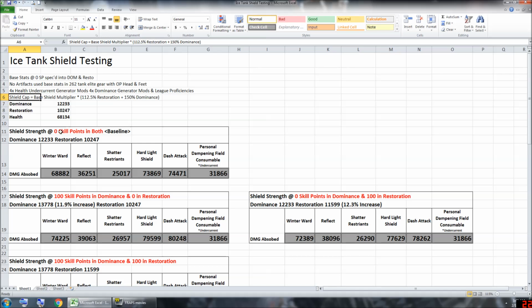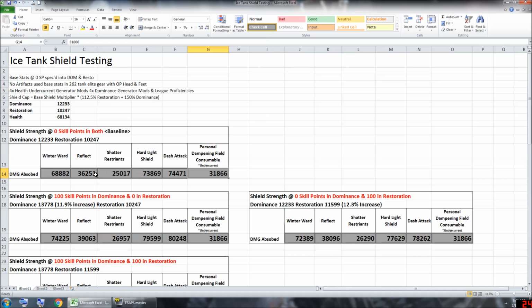So basically at zero skill points, my Dom is as before, so 12,233 and 10,247 Resto. Winter Ward was 68k, Reflect was 36, Shatter was 25, Hard Light Shield was almost 74, Dash Attack was 74.4. And the Undercurrent potion and consumable will stay the same throughout, so it's going to be just almost 32k.